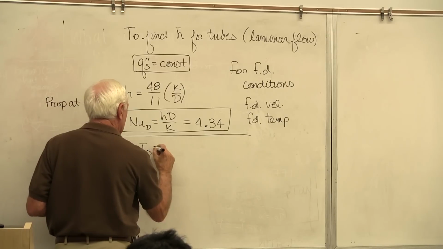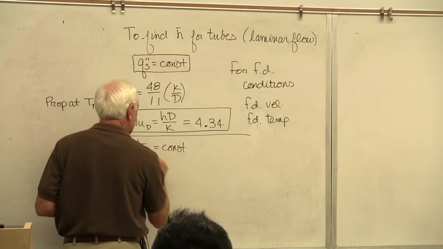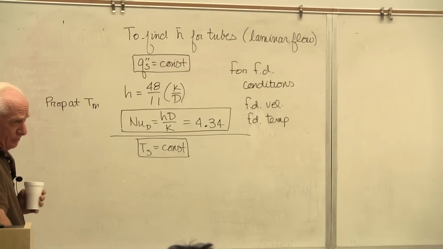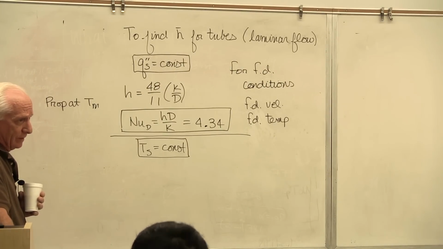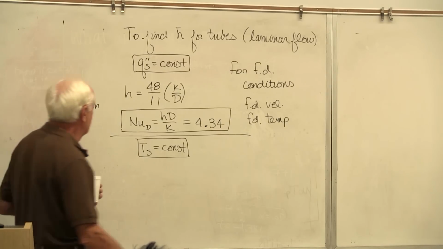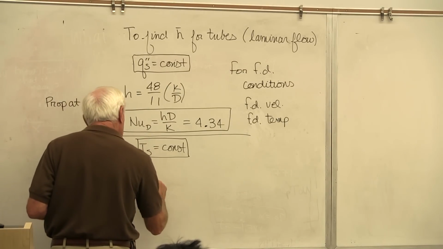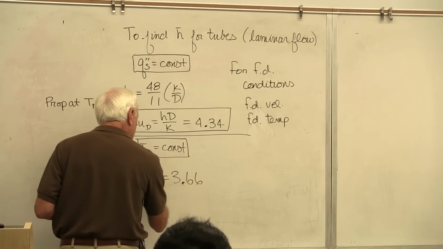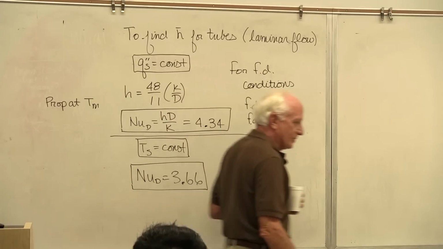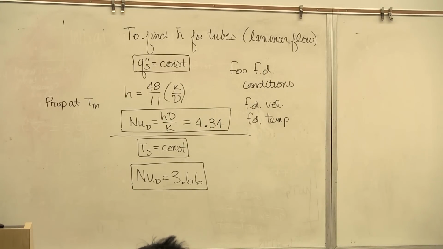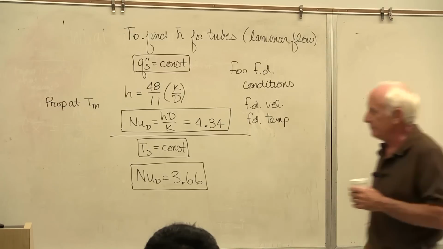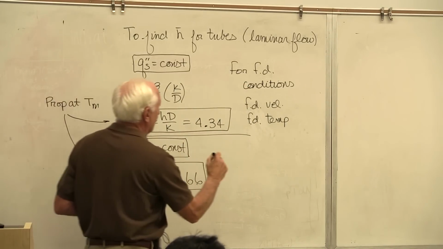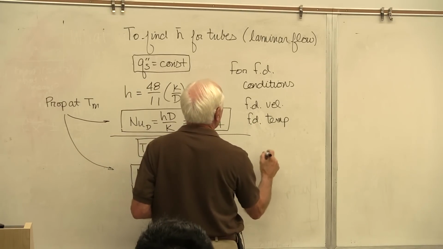Now Ts equal constant. Again, the book doesn't even go through it, but you have to go through some pretty lengthy calculations for that. The book just presents the answer. The answer, similar to the constant wall heat flux, is the Nusselt number based on D is 3.66. It's a constant. Properties at T mean. Fully developed velocity and temperature for both.